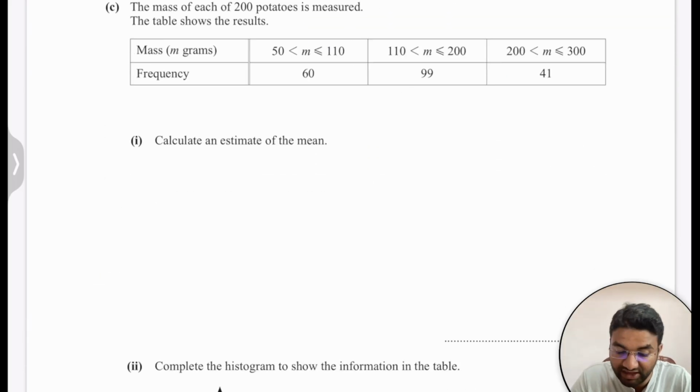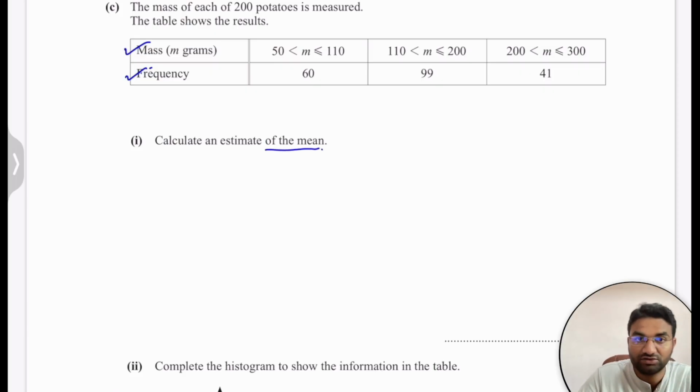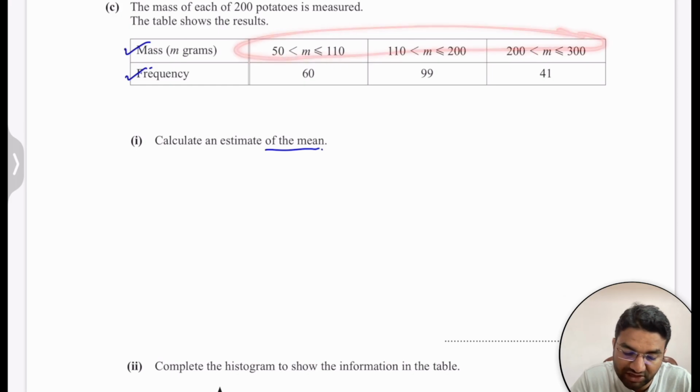Next, the mass of each of the 200 potatoes is measured. A table shows the result. Here mass and frequency are given. Then we have to calculate an estimate of the mean value. Here for mass, you have given ranges 50 to 110, 110 to 200, 200 to 300, right? So you have to take the middlemost value.